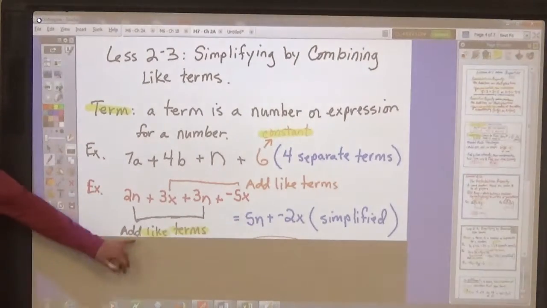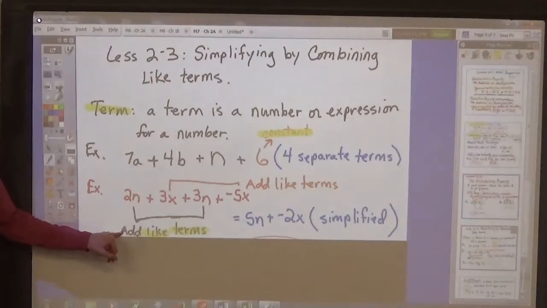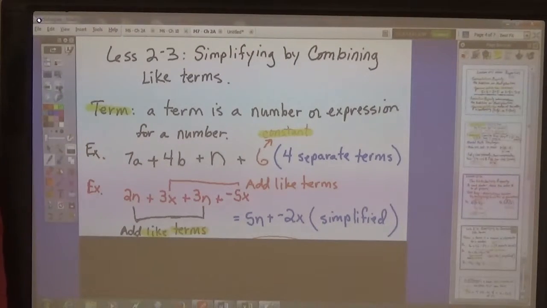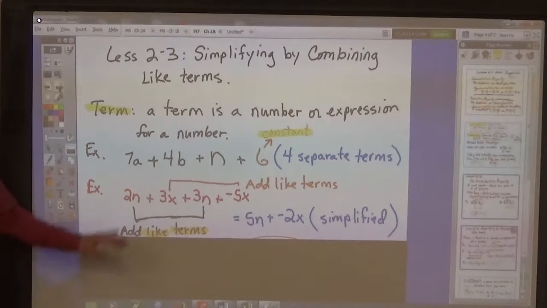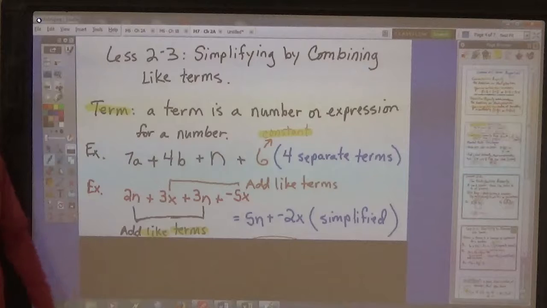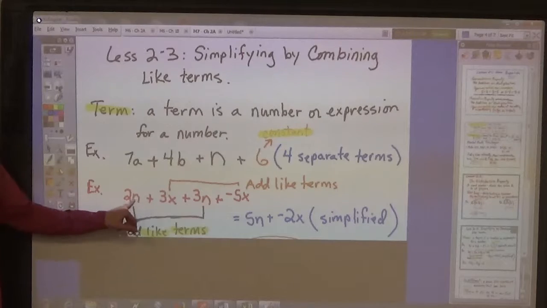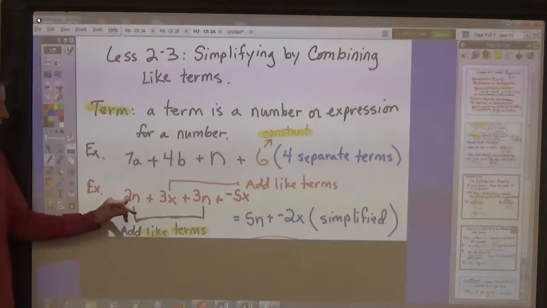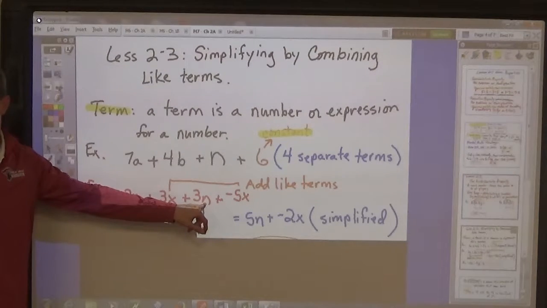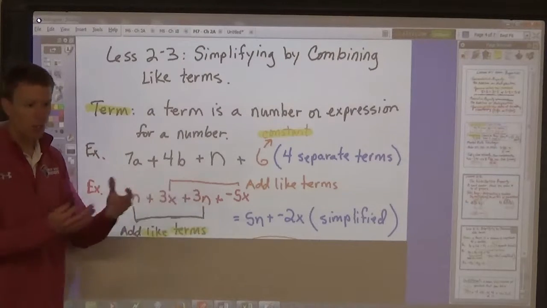Now, I also want you to write this down in your notes. Like terms. Like terms are terms that look exactly alike. So, 2 n's and 3 n's are like terms. The only difference is the number of them that there are. You just add them together.